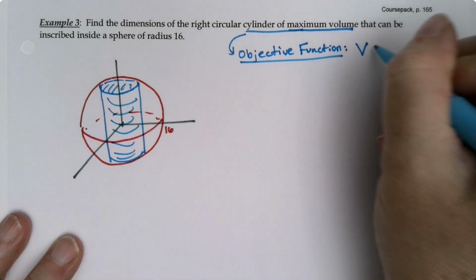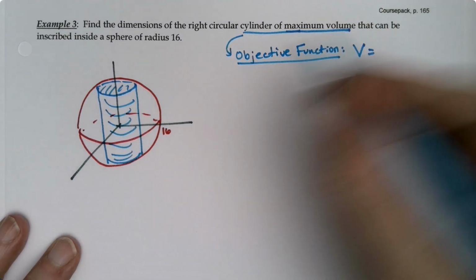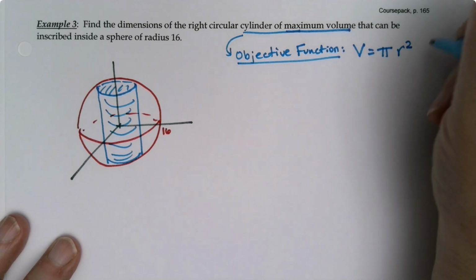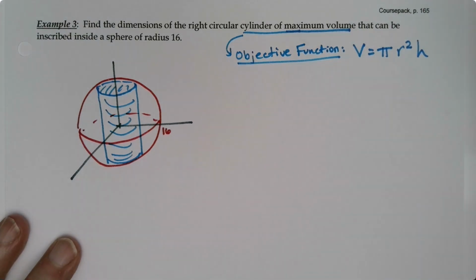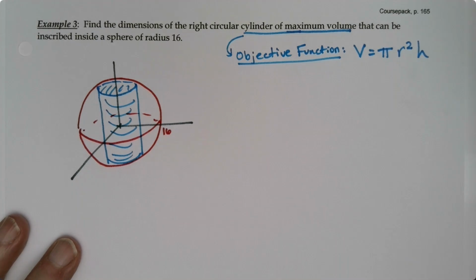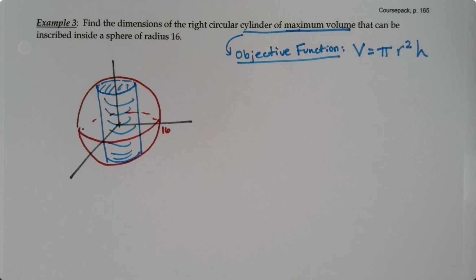Our objective function is volume equals, and that's a cylinder, so that's a known formula from geometry class a long time ago. It's pi r squared h. All right, so that's some function of r and h. No problem. Okay, so what about our constraint?